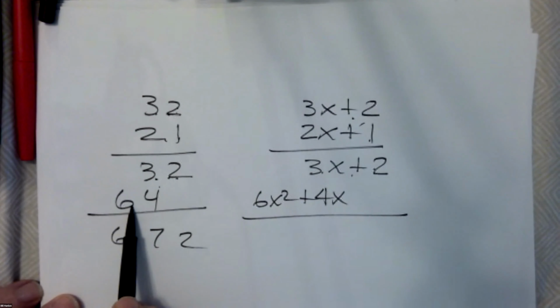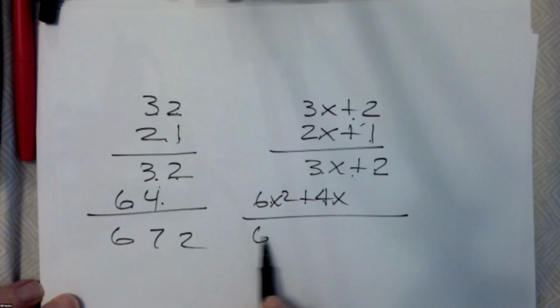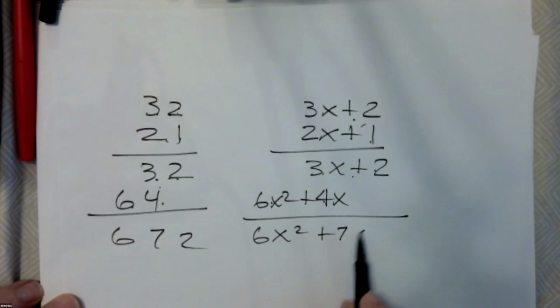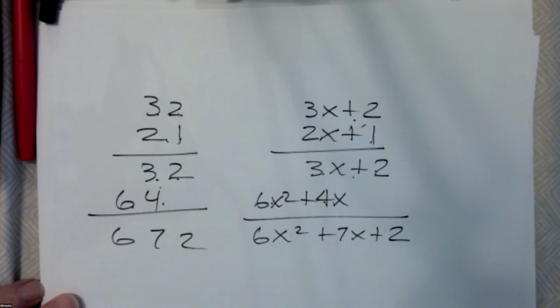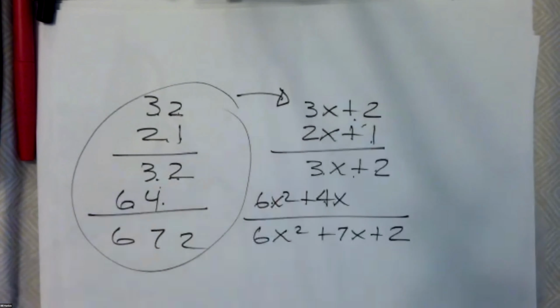And notice here's my 6 and 4 for my partial product. Here's my 6 and 4 for my partial product. I draw my line and add, I get 6x squared plus 7x plus 2. So the point I want to make is the algorithm, a standard algorithm that's taught in elementary school, is also going to be used to introduce multiplying with polynomials.